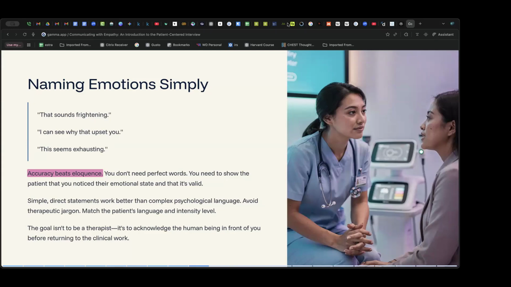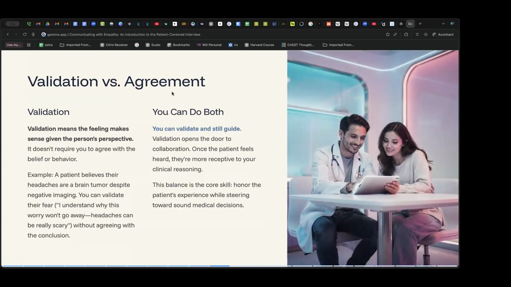So if you name the emotions that you saw simply, that clarity is very, very powerful. Accuracy beats eloquence. You don't need perfect words. You need just direct statements, and these work better than big psychological language. Okay?